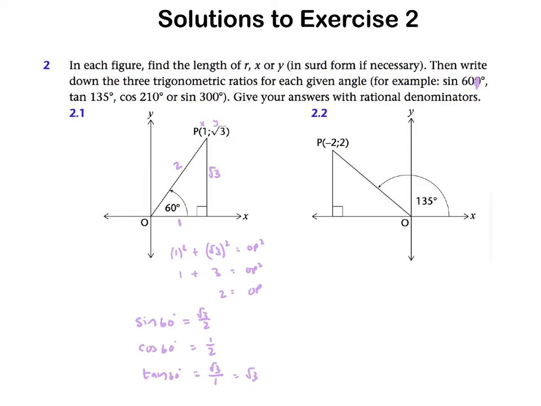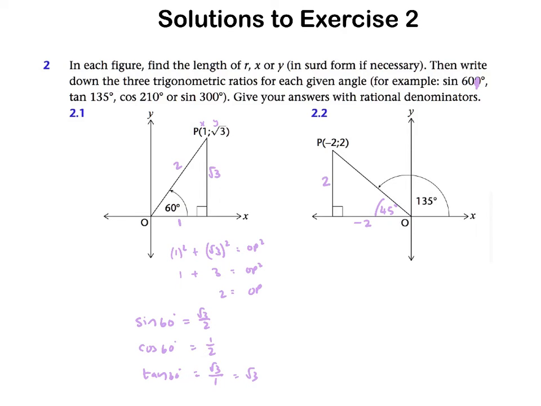In the second question, we've got an angle there of 135. So that means this little reference angle here is equal to 45 degrees. Okay, so that's equal to 45 degrees. So we've got an x value there that is negative 2. We've got a y value there that's 2.